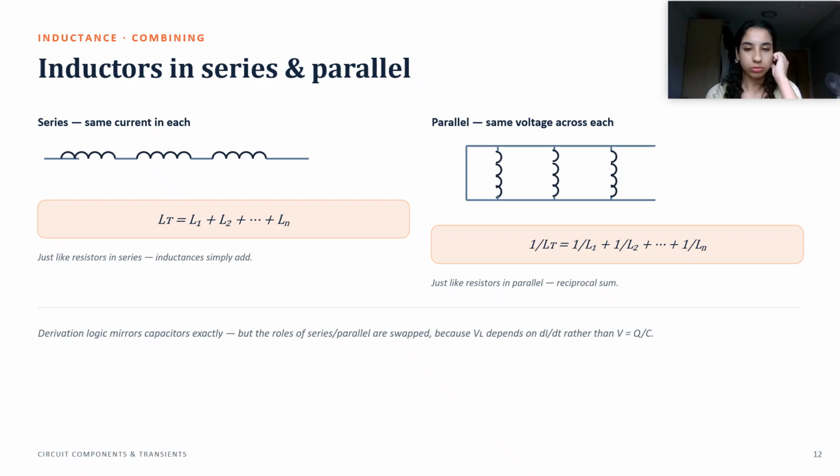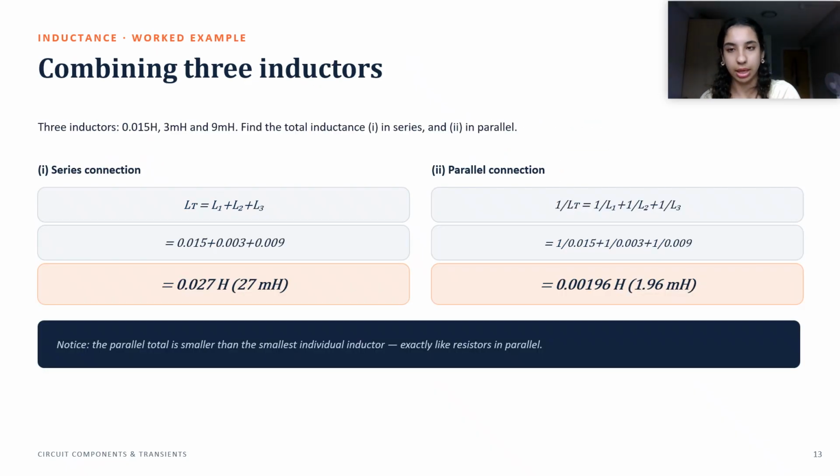Now, we go next, right? Combining 3 inductors. This is a worked example. We have 0.015 Henry, 3 millihenries, and 9 millihenries. Now we should find the total inductance. Number 1, what if they were all in series? Number 2, what if they were all in parallel? If you use the equations, you will get the answers here. This slide is just for you to try to solve a question like that for yourself.